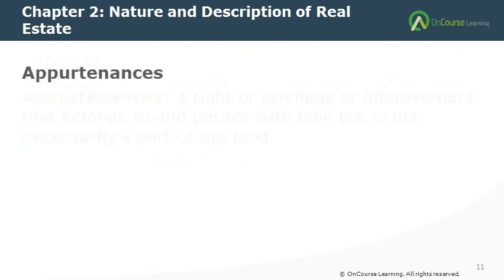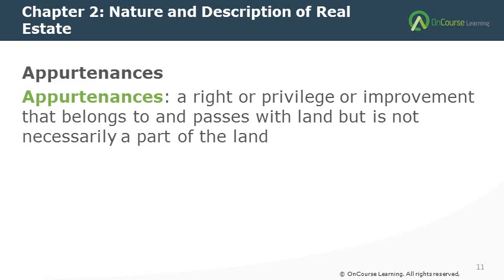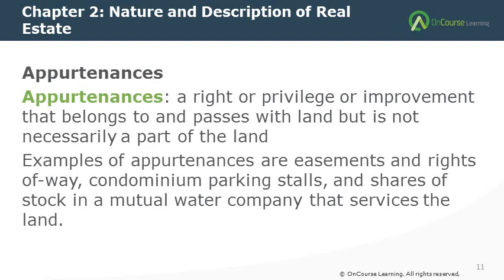We can also discuss appurtenances. This is a right or privilege or improvement that belongs to and passes with the land, but is not necessarily a part of the land. Some examples of this are easements and rights of way, which in the state of Louisiana we term servitudes, condominium parking stalls, shares of stock in a mutual water company that services the land. We'll talk about appurtenances in a later chapter.